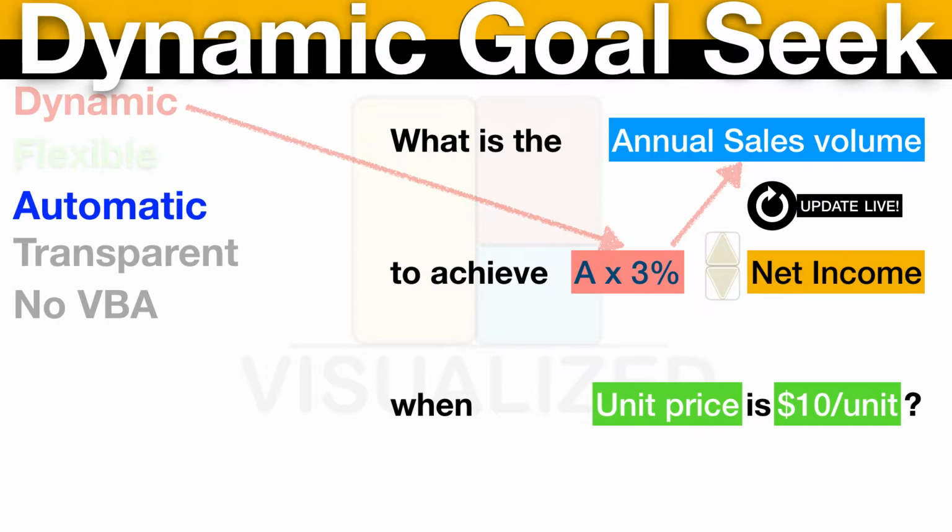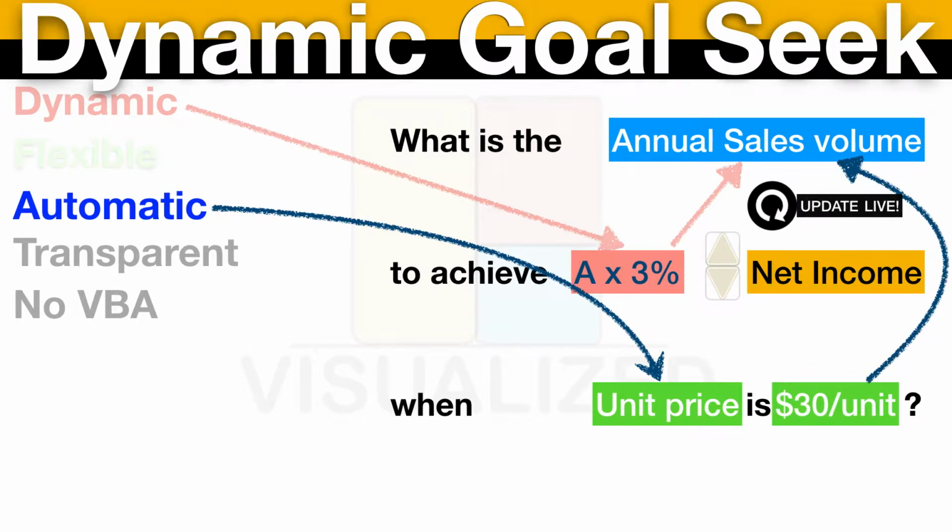Or the solution can even calculate the goal-seek for multiple model scenarios simultaneously. For example, you may want to calculate the sales volume that achieves $100,000 net income under different scenarios, such as when the unit price is $5, $10, $15, $20 per unit, instead of only the $10 per unit scenario. The solution calculates such sales volume that achieves $100,000 net income in each and every scenario.